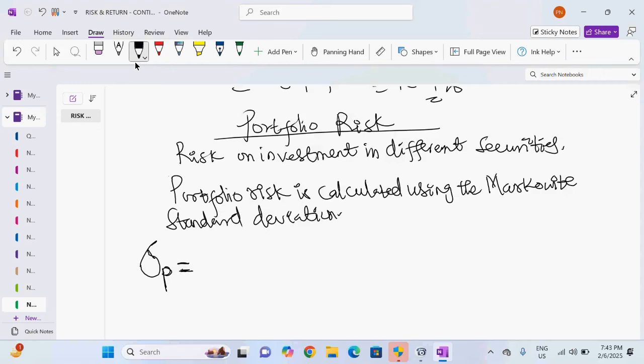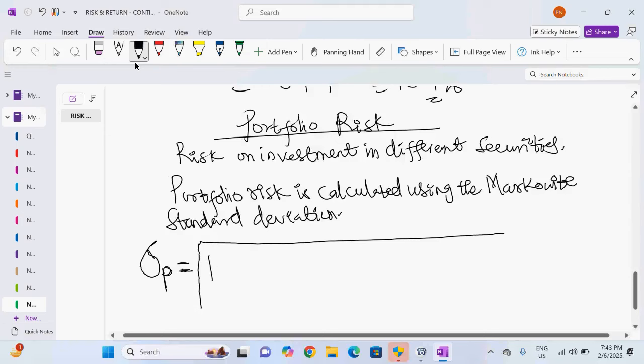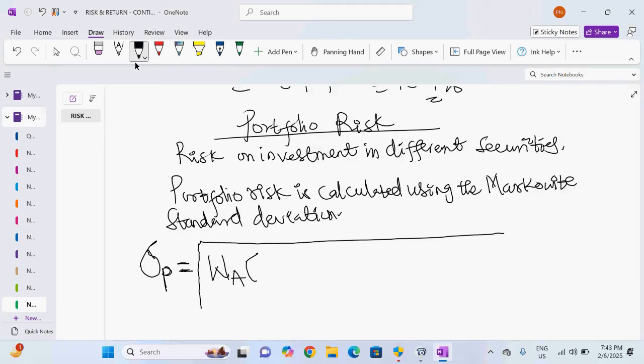So for a portfolio which has different types of securities, this is the standard deviation formula. The standard deviation is the square root of the weight of A multiplied by its standard deviation, squared, plus the weight of B squared multiplied by its standard deviation, squared.